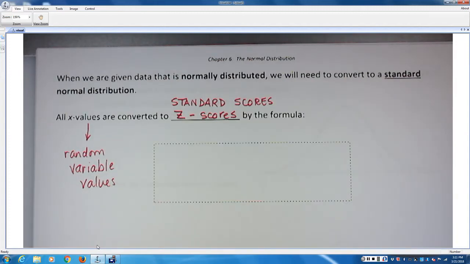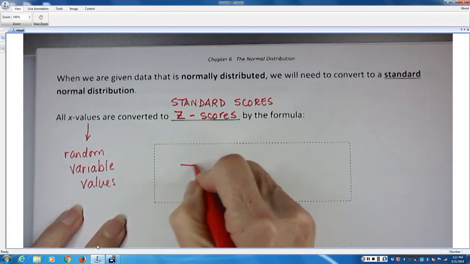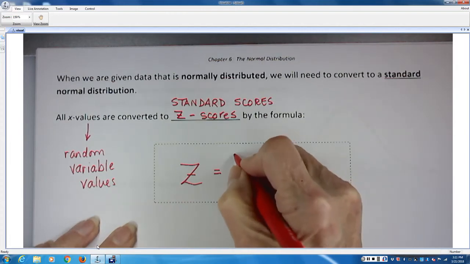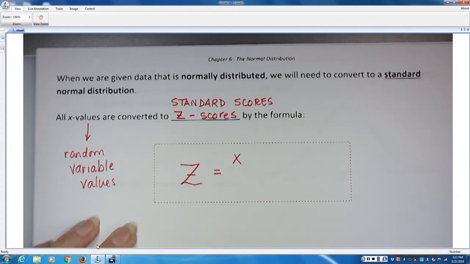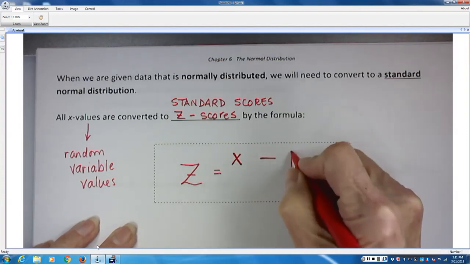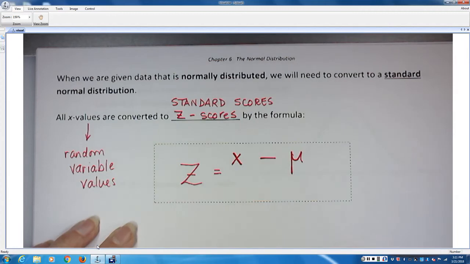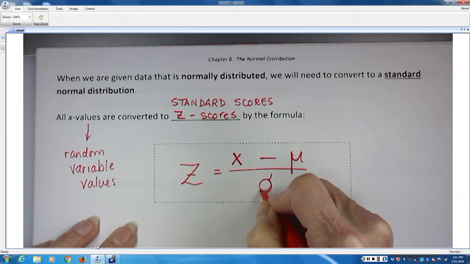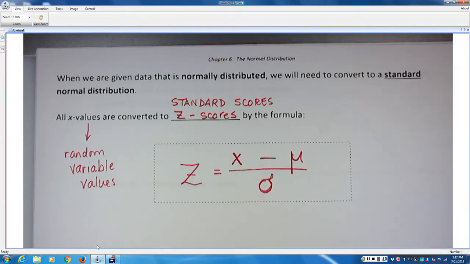And the way that we do that is we use a formula. Z is equal to the X value, or the raw score, that's also referred to as a raw score, the X value, minus the mean of the population, divided by the standard deviation of the population. So be sure that you have this formula handy as we go through the notes for this.